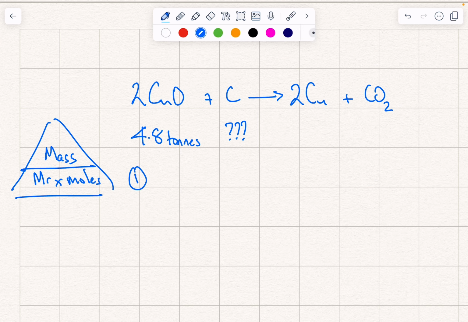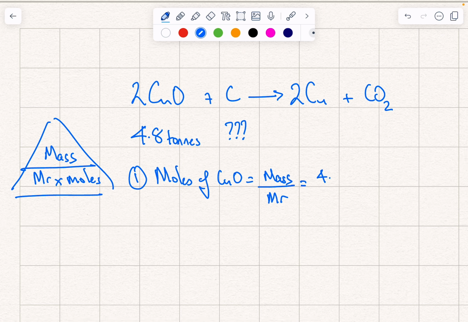So my first step is we want to convert that 4.8 tons into moles. So my first step is moles of copper oxide, which according to the triangle is mass divided by the Mr. So I'm using that Mr moles triangle to do that. So the mass is 4.8 tons. Copper oxide, we're told in the question, has an Mr of 79.5.